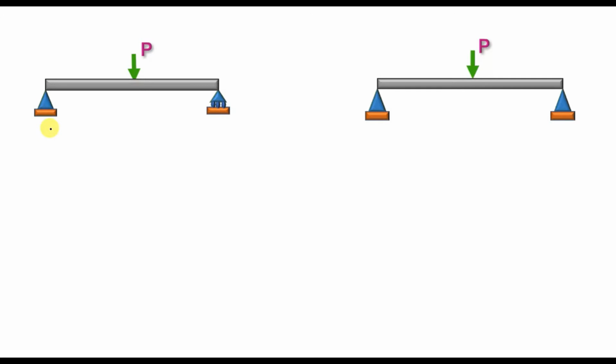Now let's see how we can draw the free body diagram. Here we have a beam with one end hinged support and one end roller support. So here we should know the support reactions to draw the free body diagram.